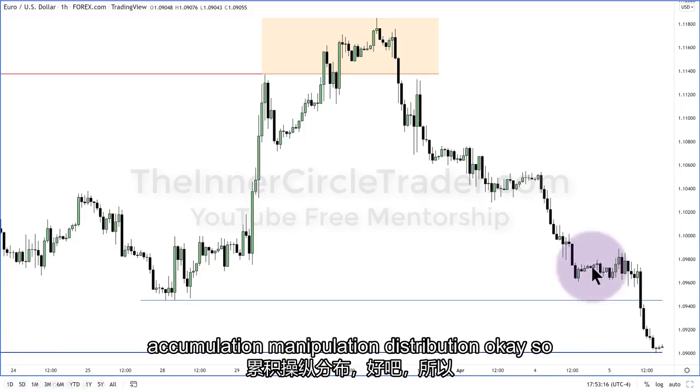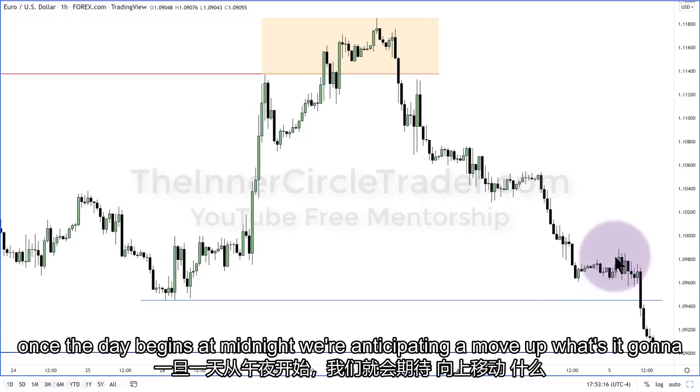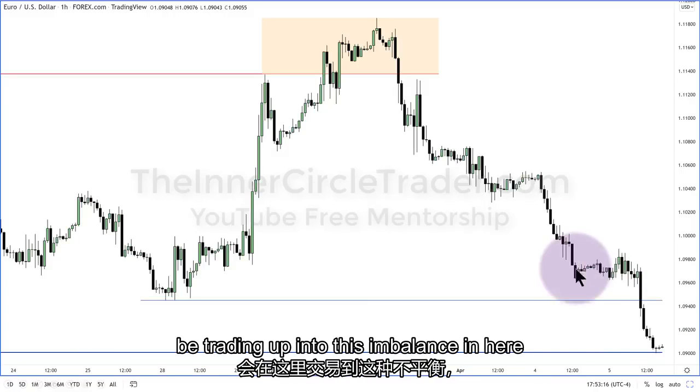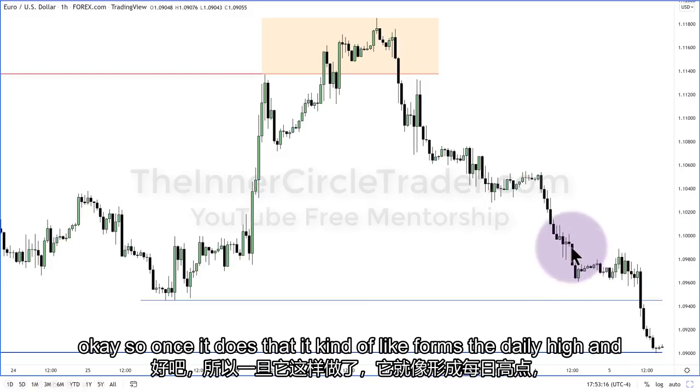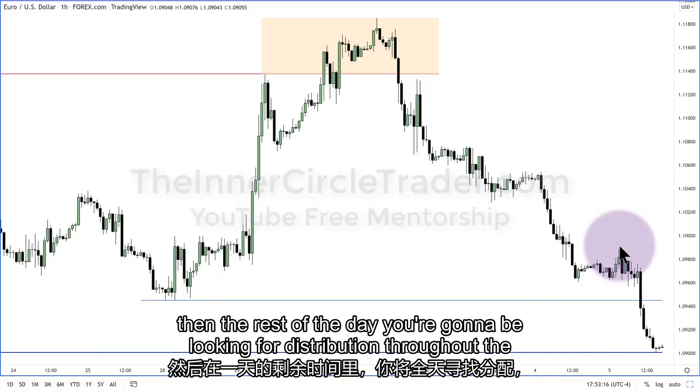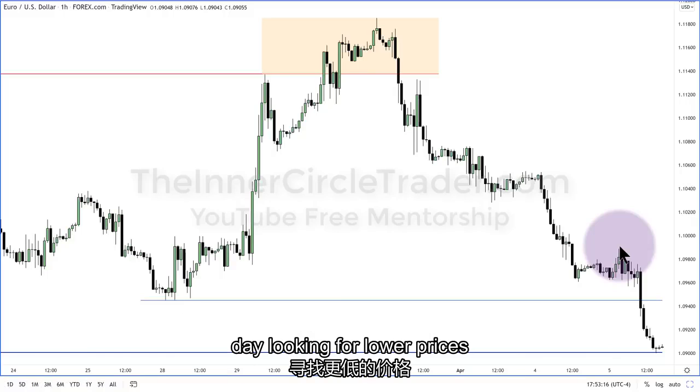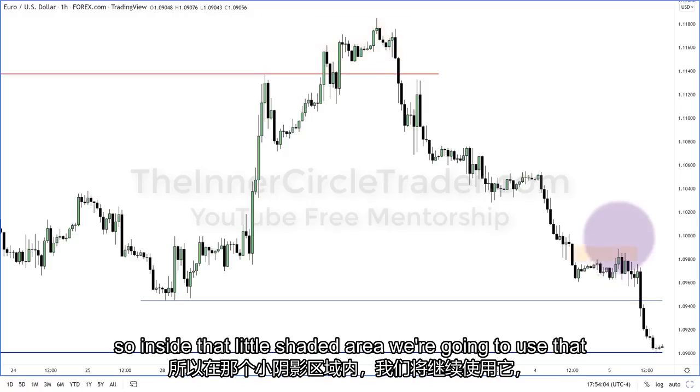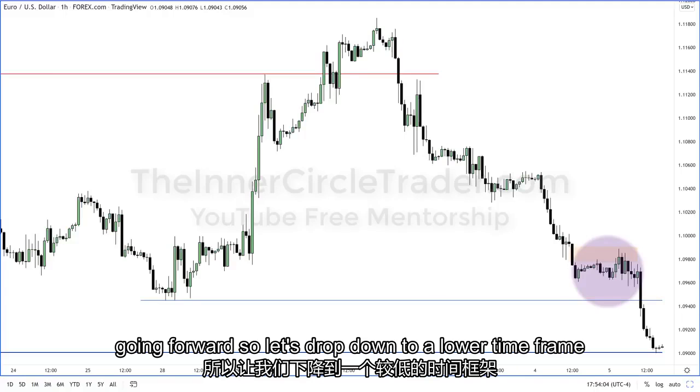Okay, so once the day begins at midnight, we're anticipating a move up. What's it going to be trading up into? This imbalance in here. Okay, so once it does that, it kind of forms the daily high. And then the rest of the day, you're going to be looking for distribution throughout the day, looking for lower prices. So inside that little shaded area, we're going to use that going forward. So let's drop down into a lower time frame.